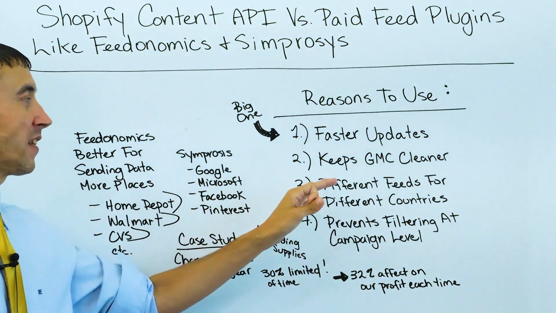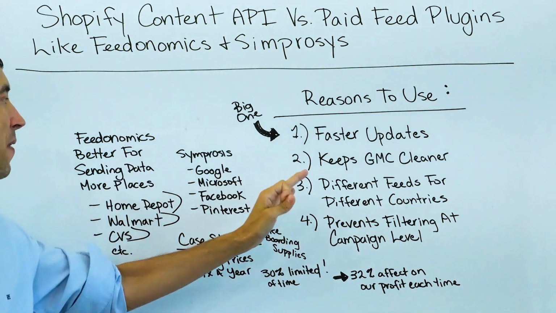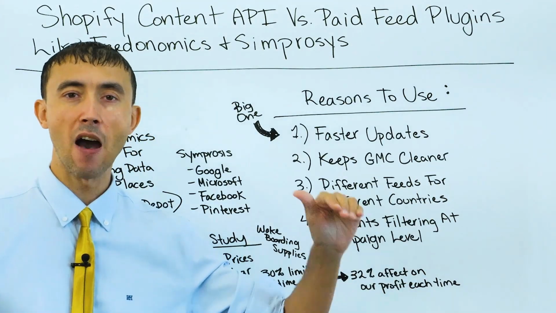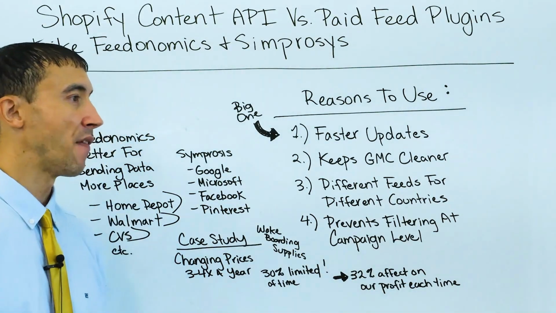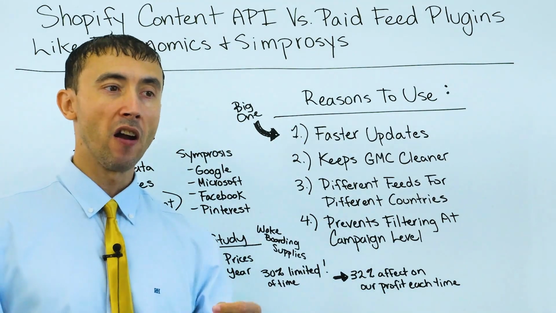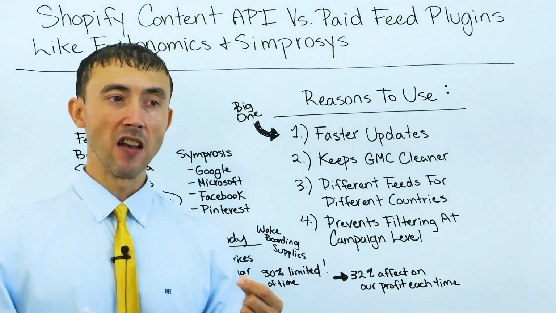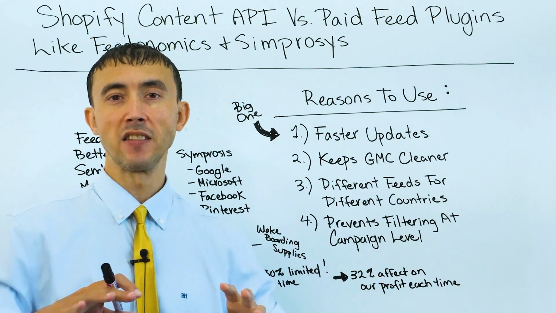Now, with all that said, that goes over Simprosys versus Feedonomics versus Shopify Content API. I went through all that. I said, if you watch to the end of the video, I will have a case study for you here, your business, by not having a paid feed plugin, at least at a certain point in time where it's harder to get the next bit of revenue for your business, and you want to kind of search for other ways to optimize it in your business.